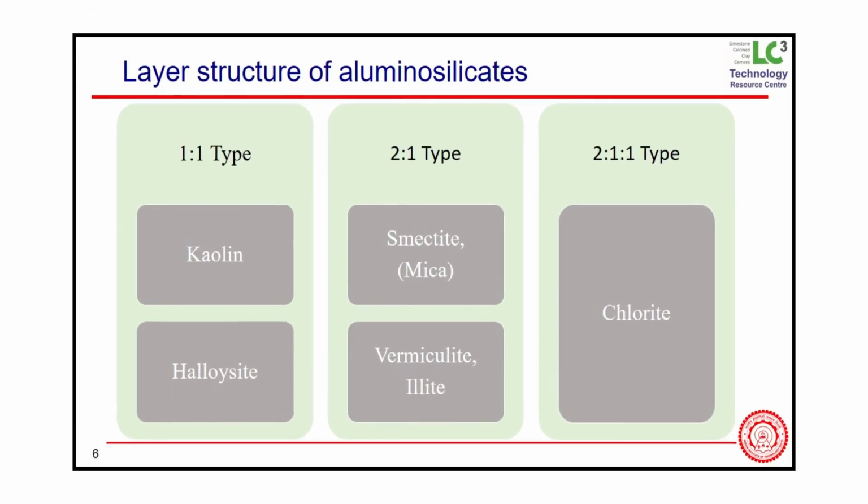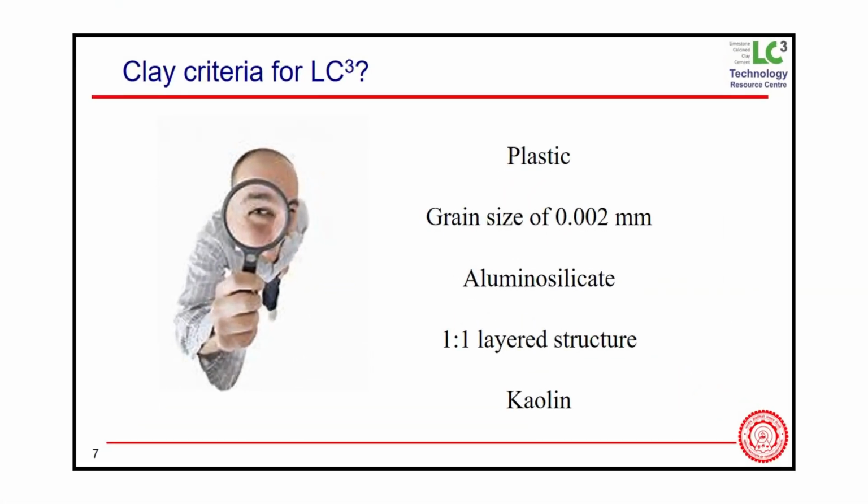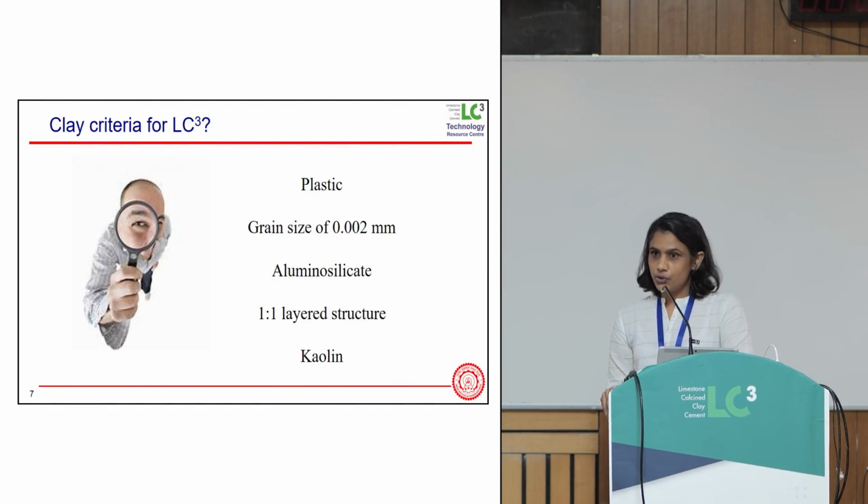Now, the next thing is the layer structure or crystal structure. Based on the crystal structure of this aluminosilicate, we can again classify these minerals broadly into three categories: 1:1 type, 2:1 type, and 2:1:1 type. For LC3 production, what we will be looking at is the 1:1 type clay, which is kaolin. Now we are in a position to state that we will be looking at plastic material having a grain size of 0.2 micron, composed of aluminosilicate, with a layer structure of 1:1. So we will be looking for kaolin material.